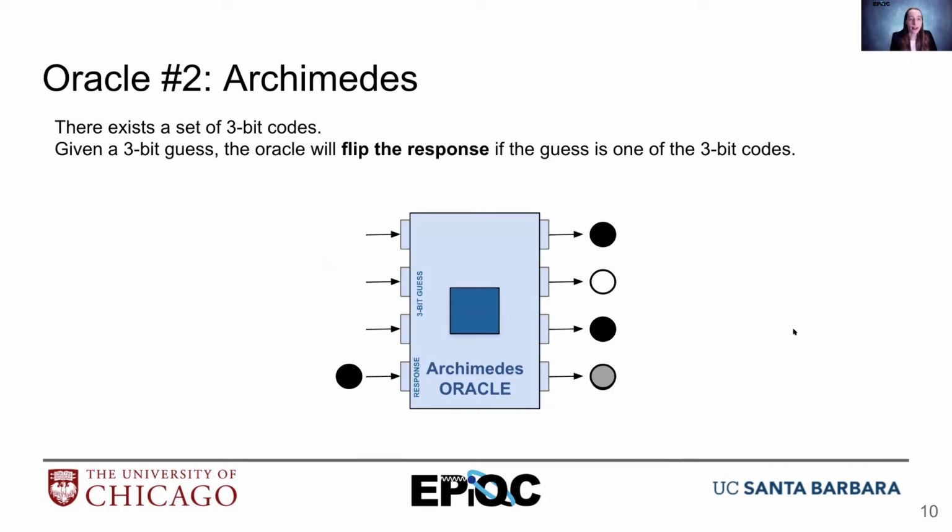All right, so let's try another one. There exists a set of 3-bit codes, and given a 3-bit guess, the Oracle will flip the response if the guess is one of the 3-bit codes. So if I give it a black, white, black, it will give me the guess back, black, white, black, but the response will be black or white based on whether or not this was one of the secret codes.